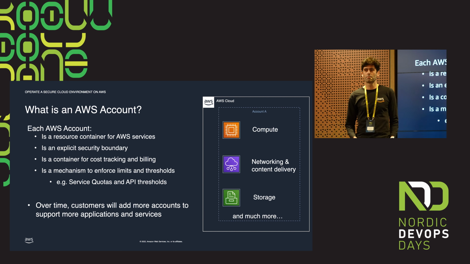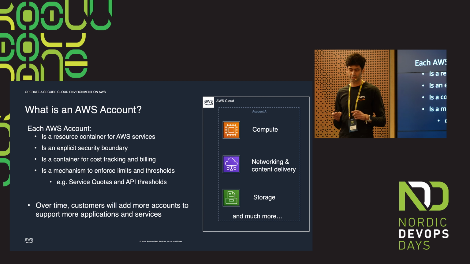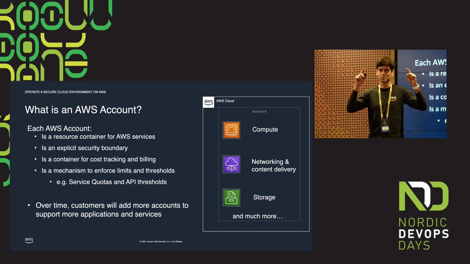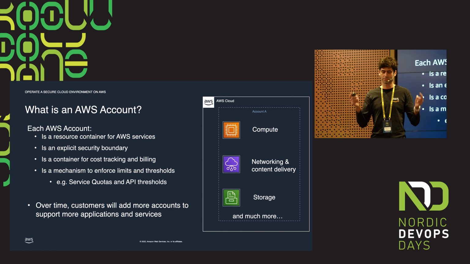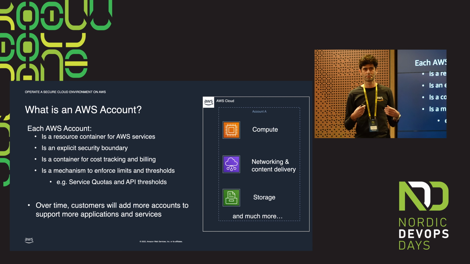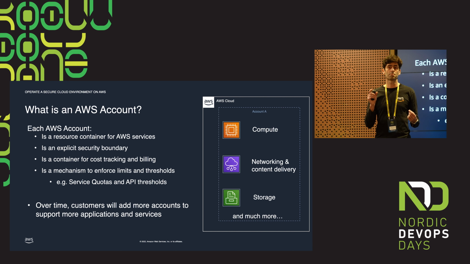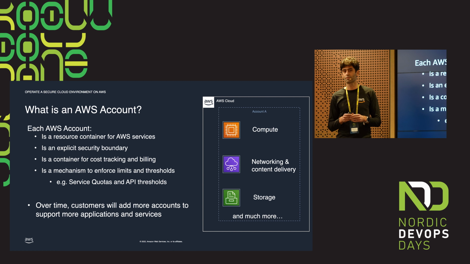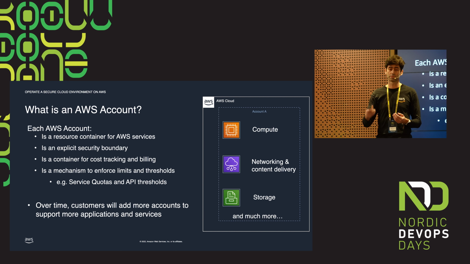So let's start with the most basic unit for those maybe less familiar with AWS, which is the AWS account. It's kind of like a resource container for your cloud resources. It's an explicit security boundary, so when you assume an identity, you are operating in one account. And it's also a container for cost tracking, so all your costs can be easily tracked against accounts.